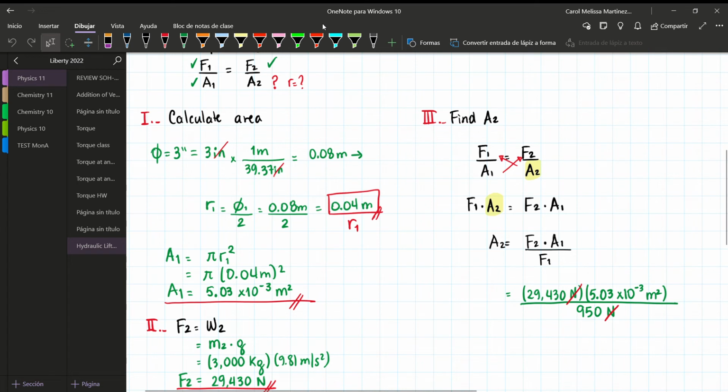How much you got, you can write it in the chat. 0.16 square meters. Okay, 0.16 square meters. That is correct.